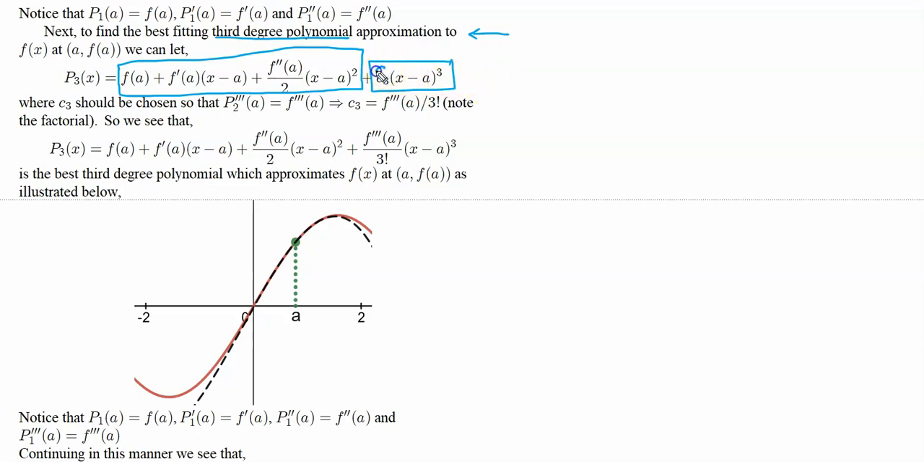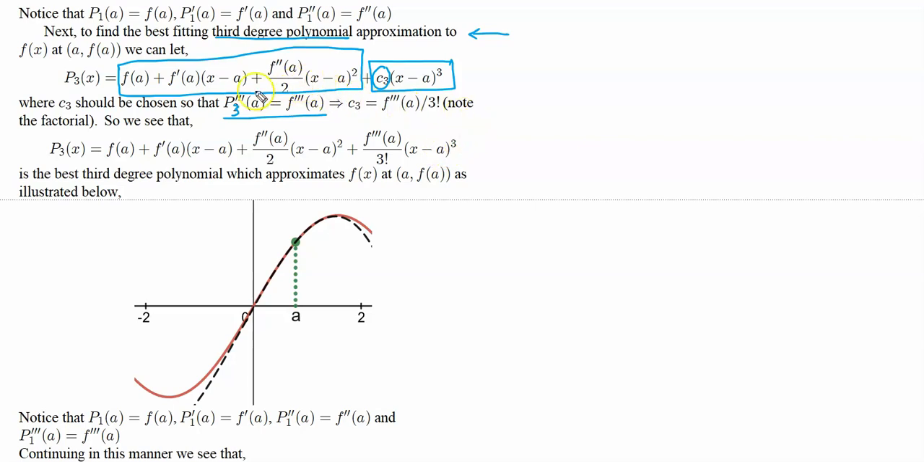Now what we have to do is figure out what the C3 should be, so that in addition to all the other conditions, we also have that, and that should be a 3 right here, P3 triple prime of a equals f triple prime of a. So we need this to hold.